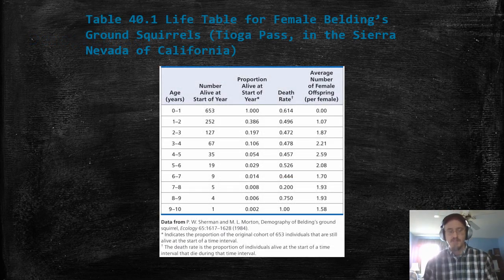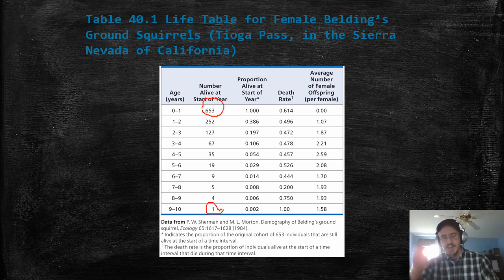Here's an example of a life table. We have, in this case, some ground squirrels, ages 0 to 10 years of age. You can see when the first ones were born, there were 653 born. At the end of 10 years, only one of that cohort was still alive.